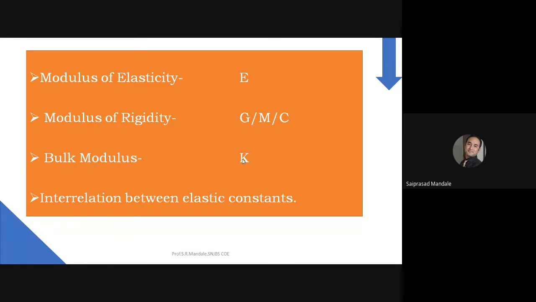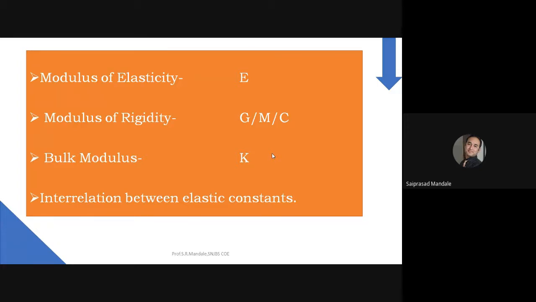E, G, and K, these are the three elastic constants. Everybody can see my screen now? Yes, sir. Okay, great. Today's lecture is based on what is E, what is G, what is K, and what is the relationship between E, G, and K. Then I am moving towards a short revision, and then we'll go for simple numericals because today is the first day for the numericals.